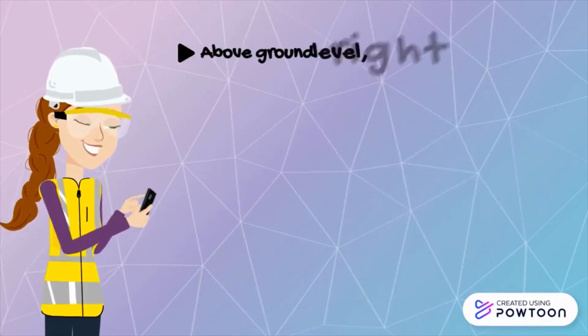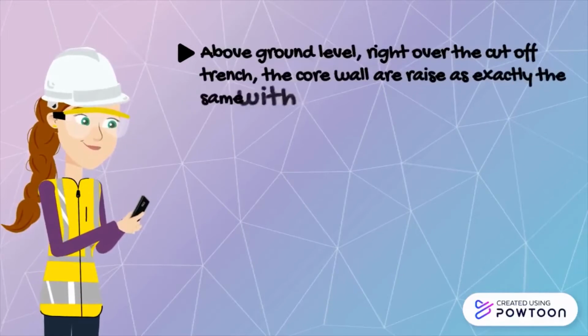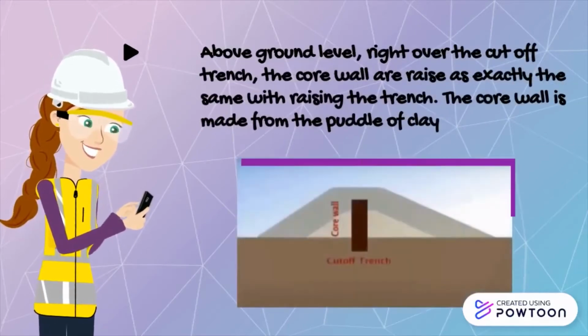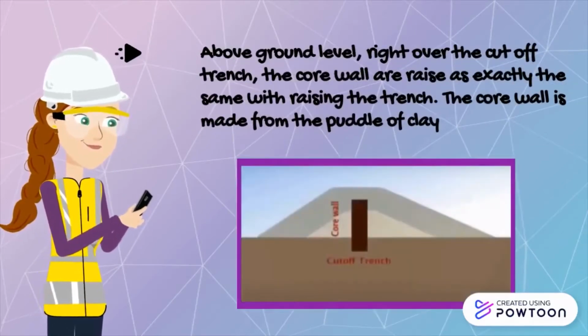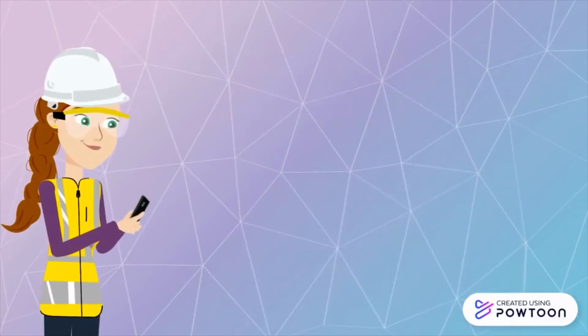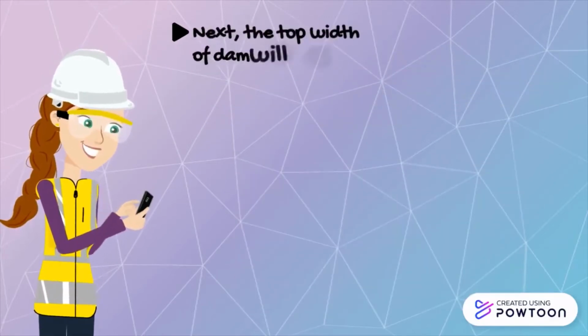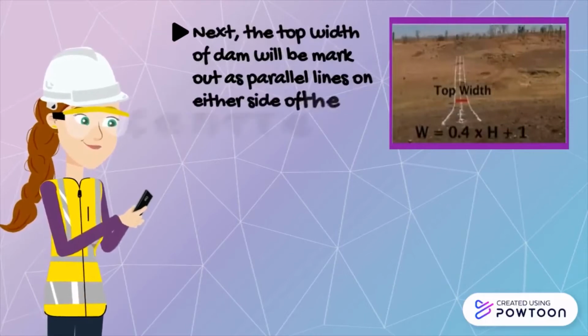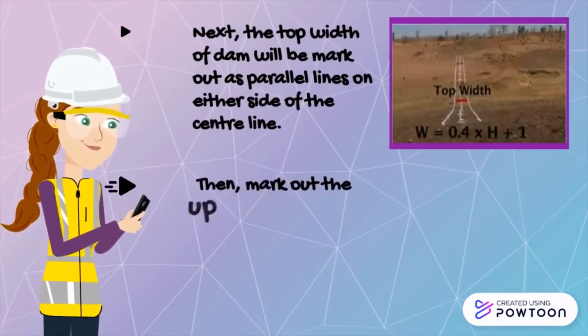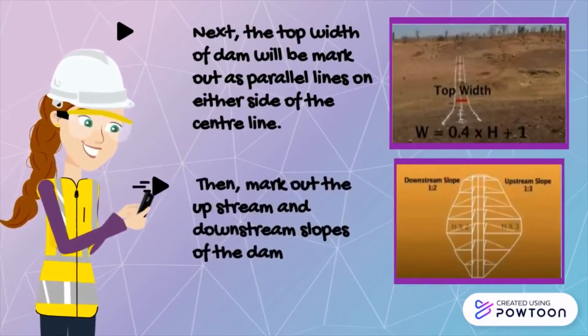Above the ground level, right over the cut-off trench, the core wall is raised exactly the same as the rising of the trench. The core wall is made from the puddle of clay. Next, the top width of the dam will be marked out as parallel lines on either side of the center line. Then, mark out the upstream and downstream slopes of the dam.